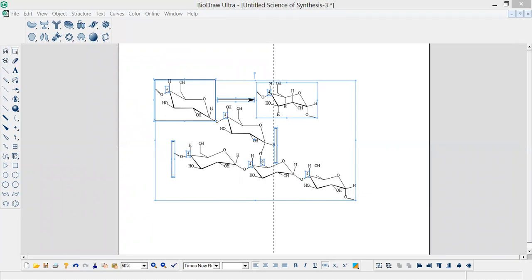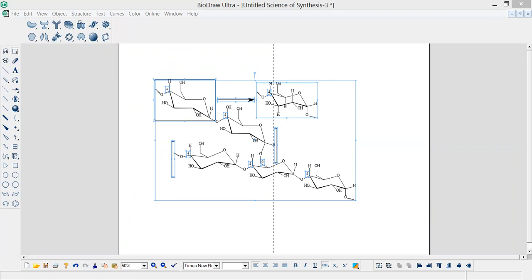This is a micelle, made by a polymer which has an inner hydrophobic core and an outer hydrophilic shell. This micelle structure is also drawn by using BioDraw software.